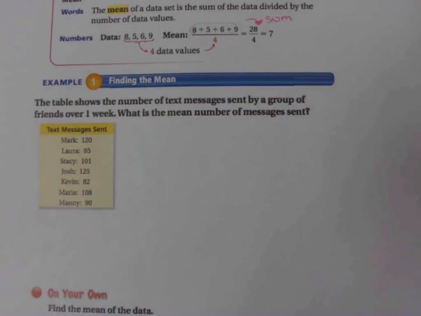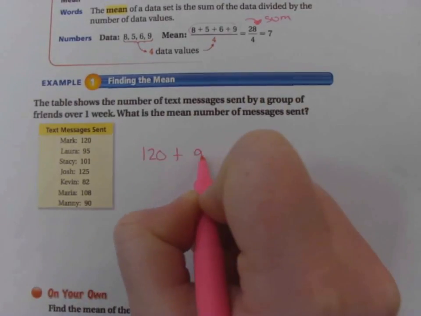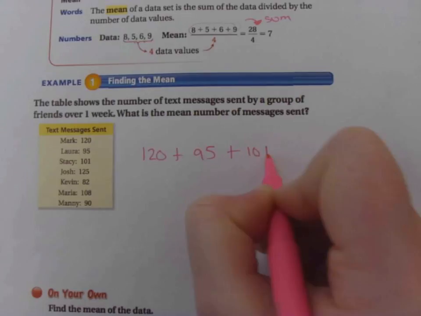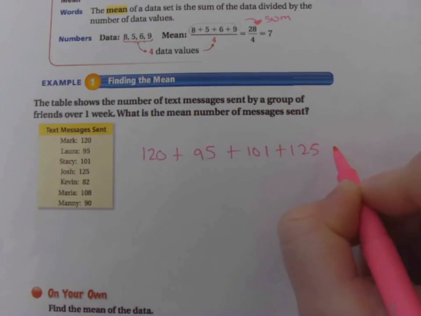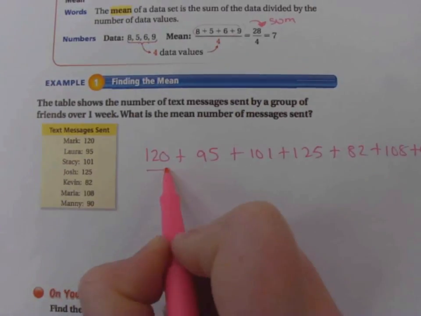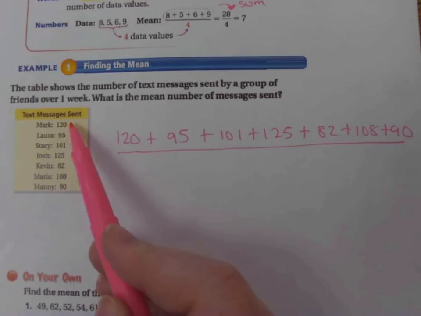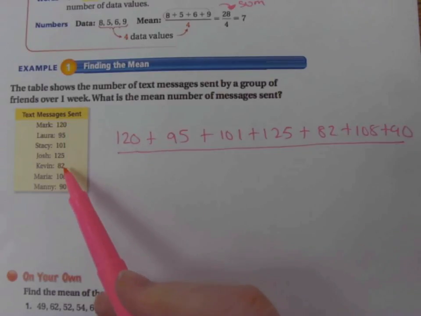It says the table shows the number of text messages sent by a group of friends over 1 week. What is the mean number of messages sent? First we're going to find the sum: 120 plus 95 plus 101 plus 125 plus 82 plus 108 plus 90. All of that is going to be divided by how many values we have, which is 1, 2, 3, 4, 5, 6, 7.